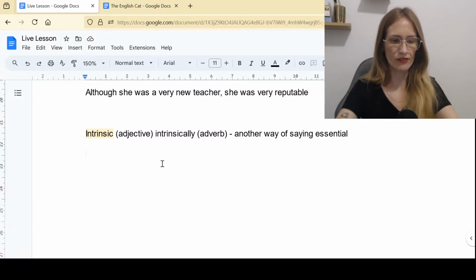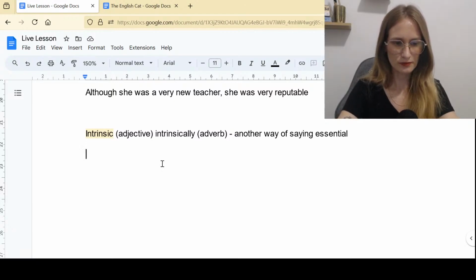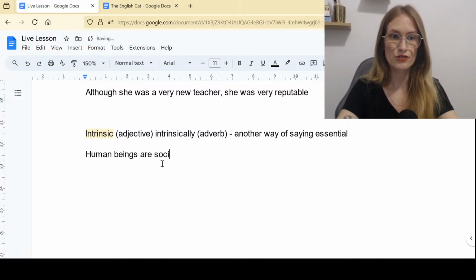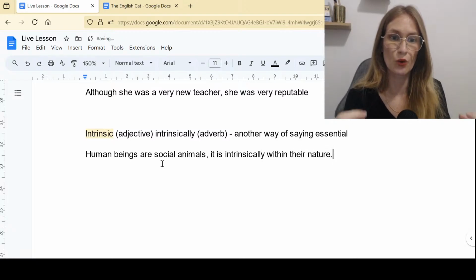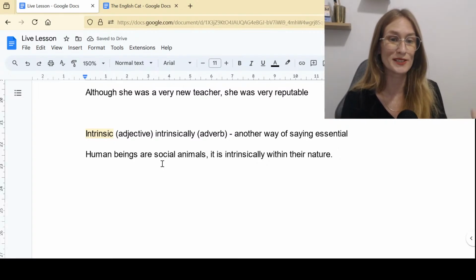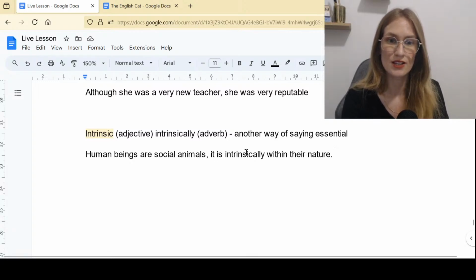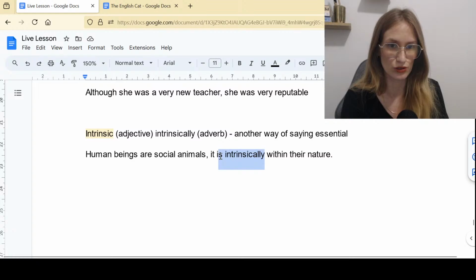So let's think of an example. Human beings are social animals. It is intrinsically, so I have to use the adverb here, it is intrinsically within their nature. So we are social animals. Even if we don't like being social, humans are social animals. So this is another way of saying it is natural for us. It is essential for us.